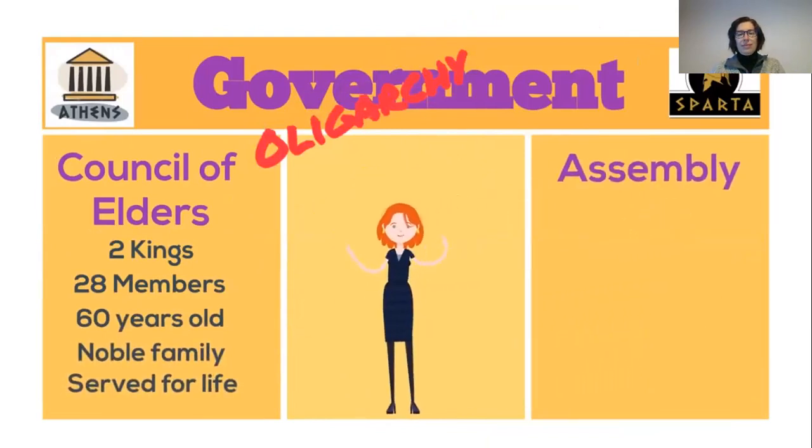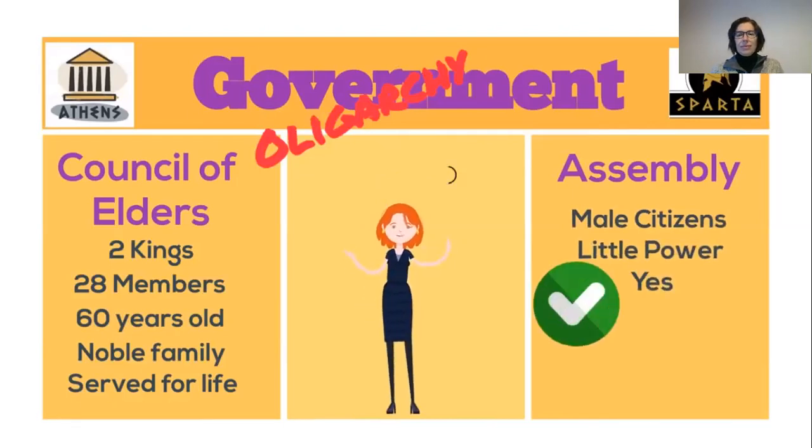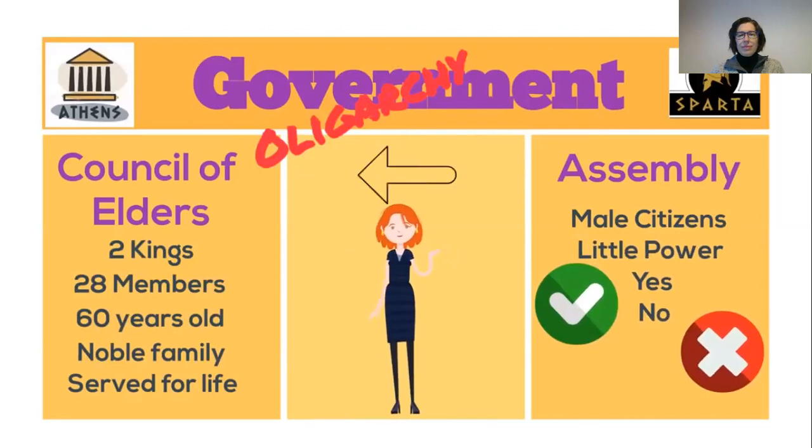Sparta had an assembly like Athens, but the real power was held by the Council of Elders. The male citizens that made up the assembly had very little power and could only vote yes or no on laws proposed by the Council of Elders.